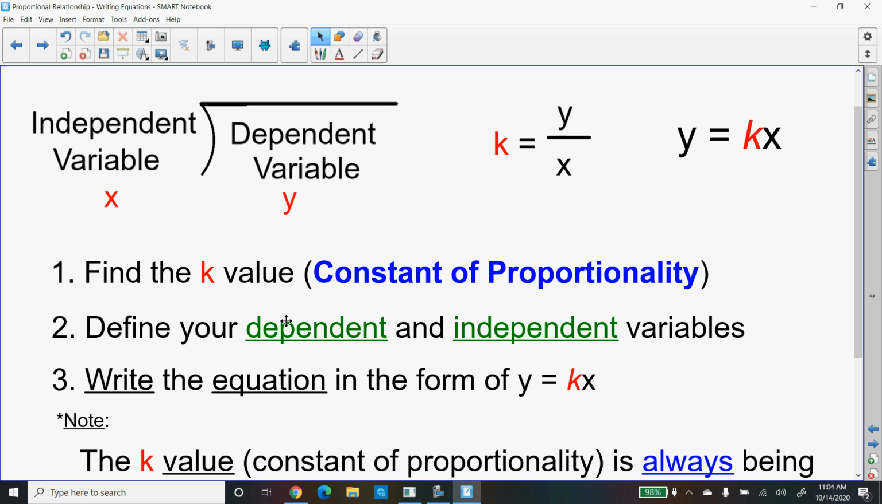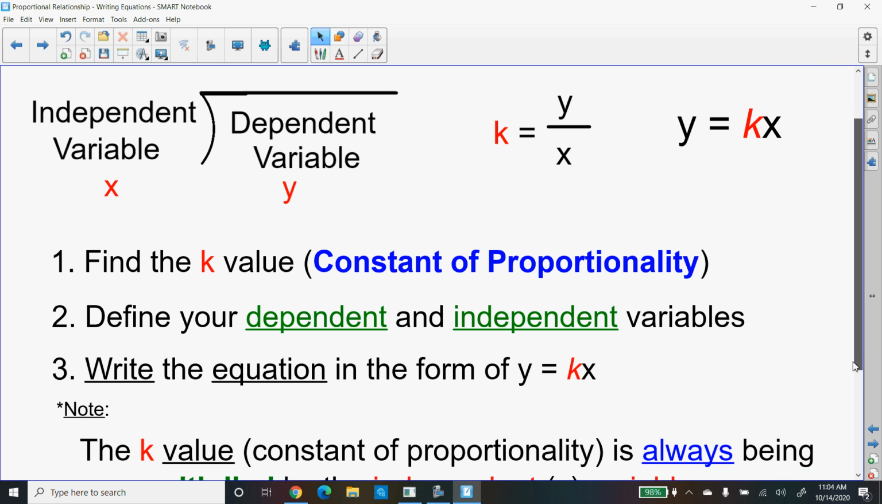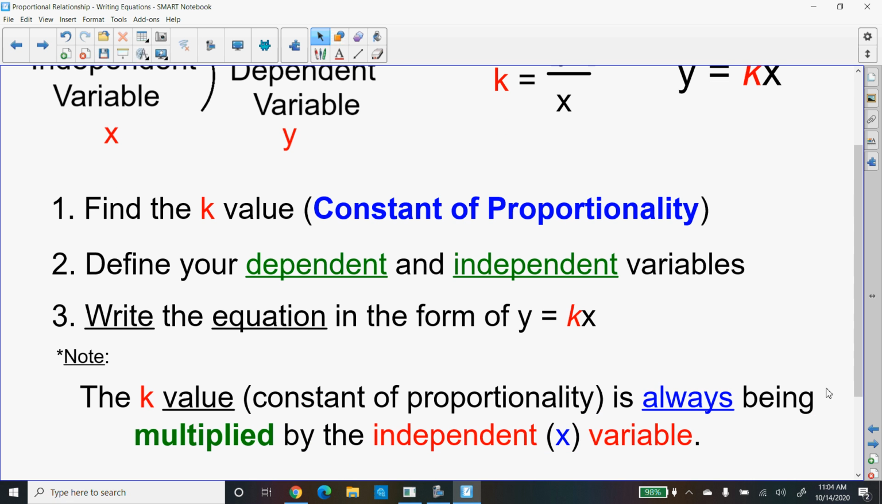Define your independent and dependent variables. Write an equation in the form of y is equal to kx. Please also remember that the k value, or constant of proportionality, is always going to be next to the x value, the x variable. It's because it's being multiplied. It's a coefficient of the x variable.